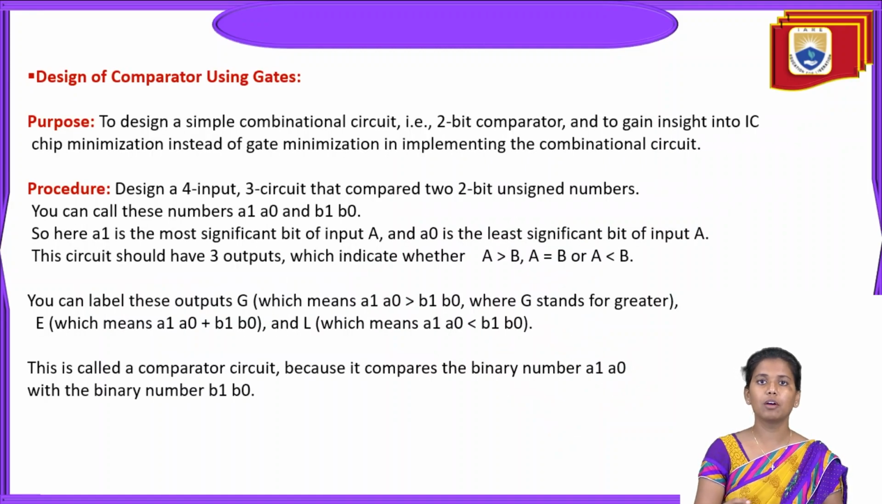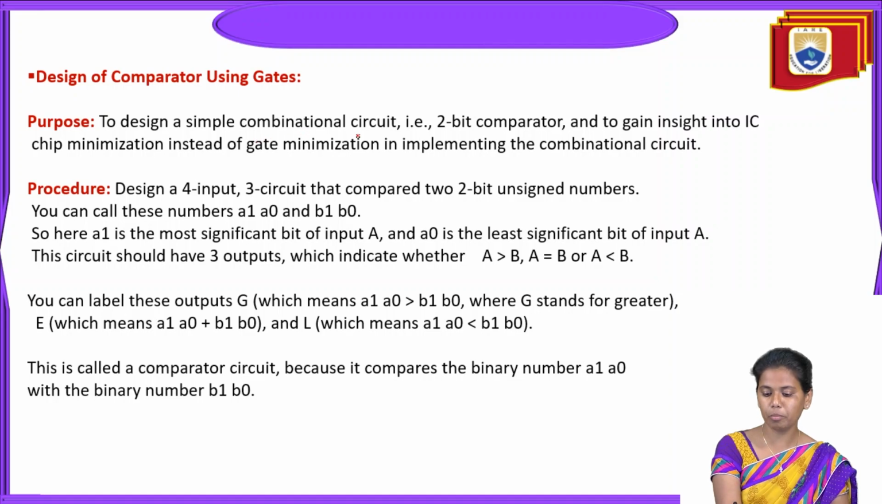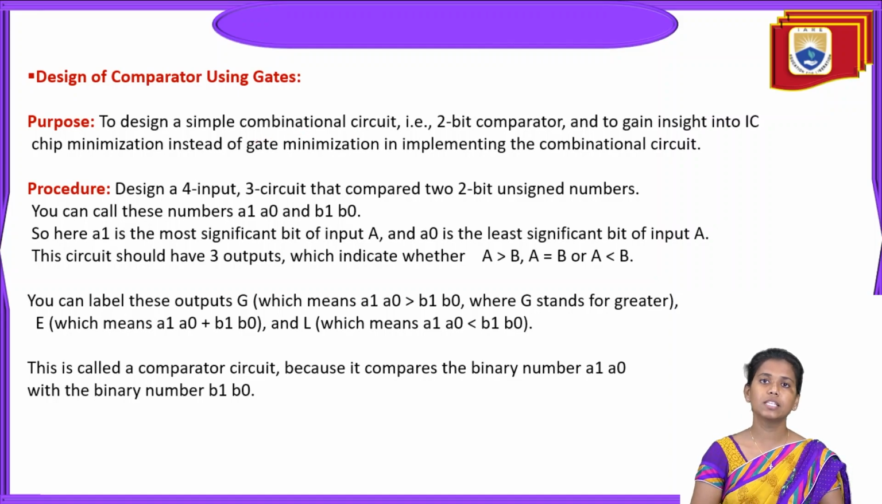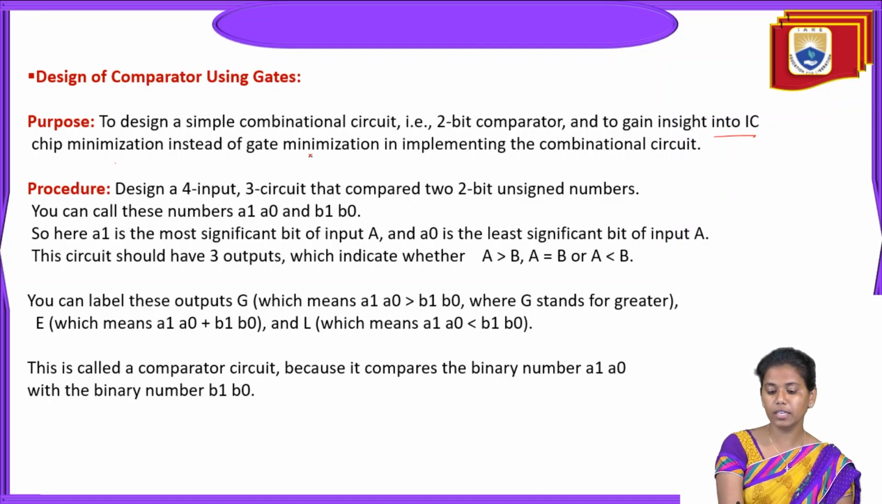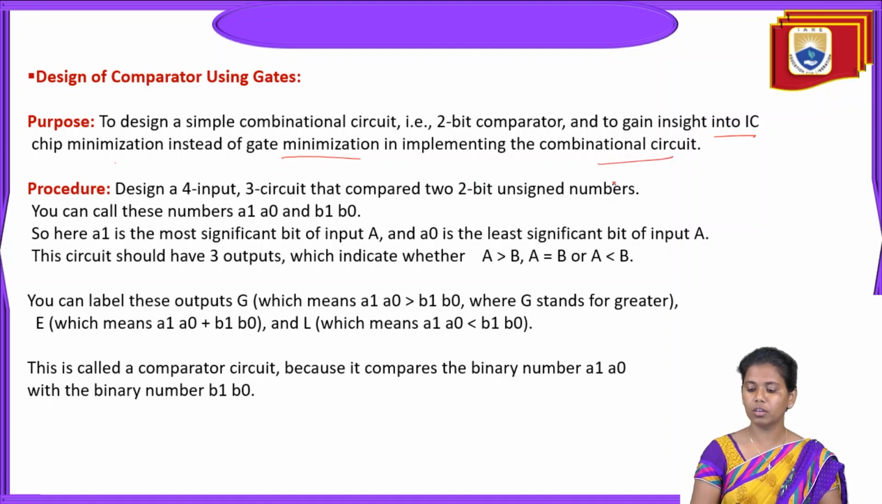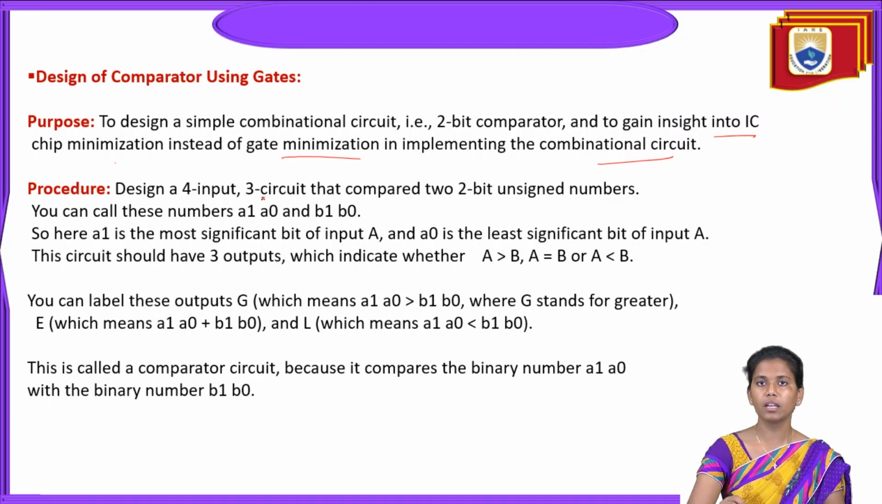Now we will see in the problem solving how comparators are designed using gates. The purpose is to design a simple combinational circuit, that is a 2-bit comparator, and to gain insight into IC chip minimization instead of gate minimization in implementing the combinational circuit. In order to gain the insights of integrated circuit chip minimization, instead of minimizing the IC, I'm going to minimize the gates. By using the comparator, I can easily minimize the number of gates instead of going for a complex design.